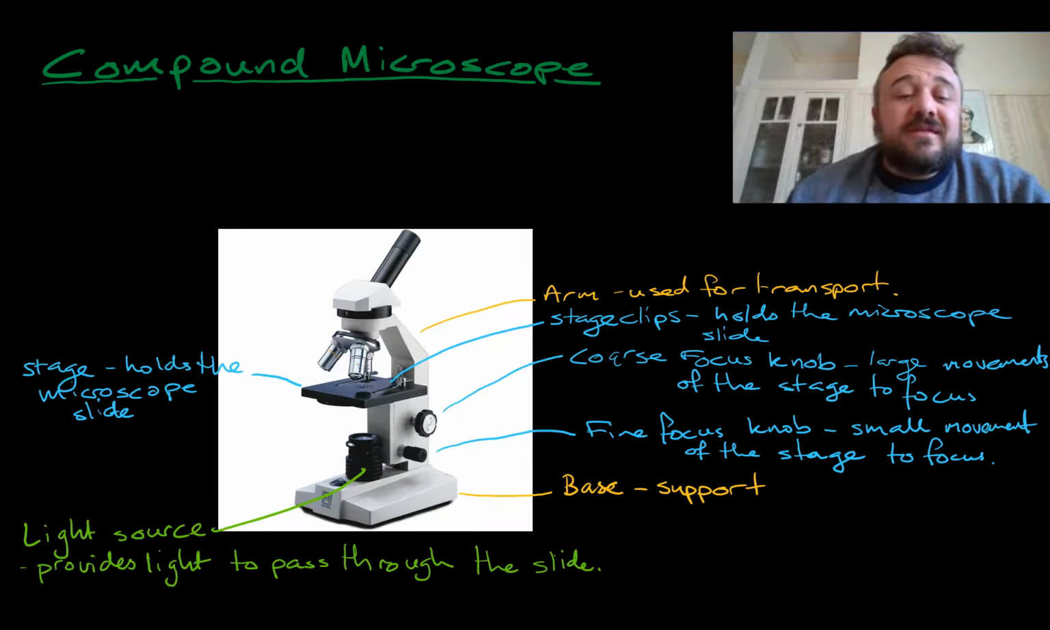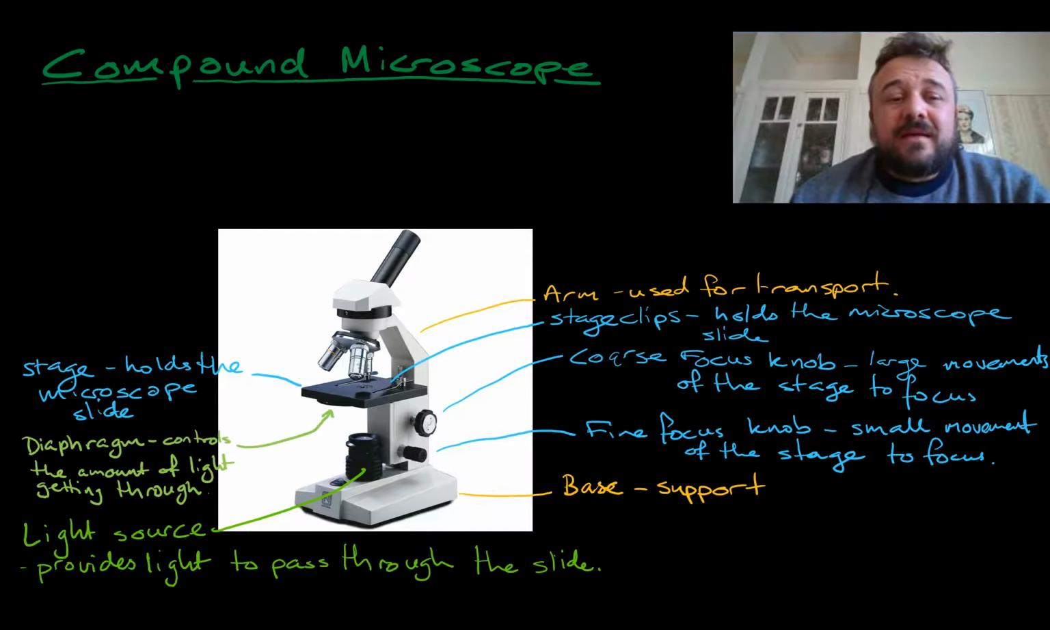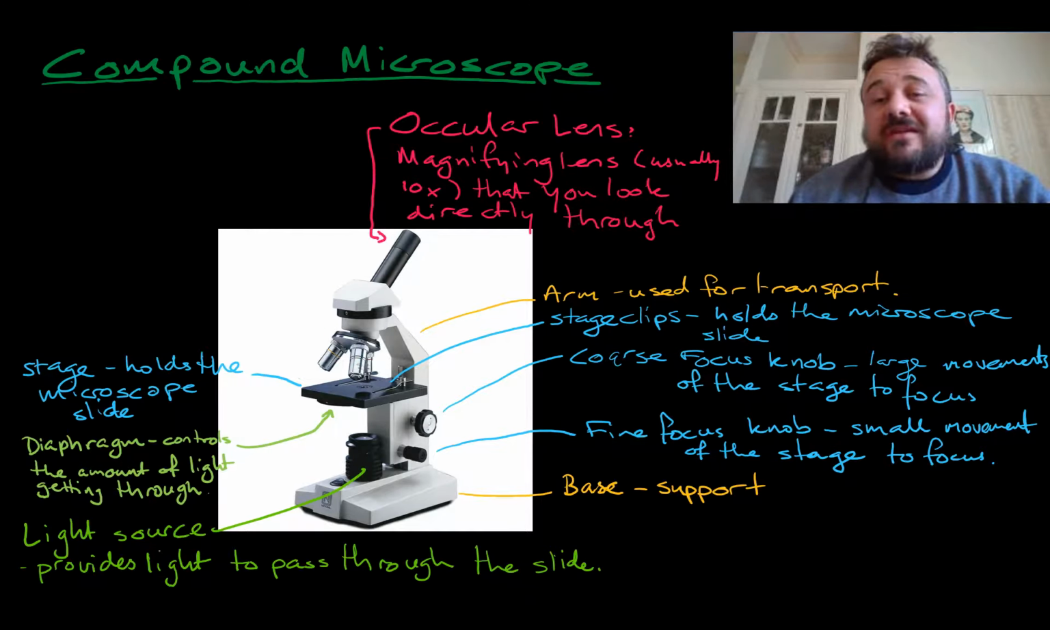Then we have a light source. This provides light to pass through the slide. It allows us to see that. Slides are quite small, so the light is coming from underneath. It's not reflecting from above. Then we have the diaphragm, which is a little switch just down here. It's a little dial or lever, and it actually allows us to control the amount of light getting through. If we have too much light, we might not have enough contrast to see all the different organelles or components within the cell.